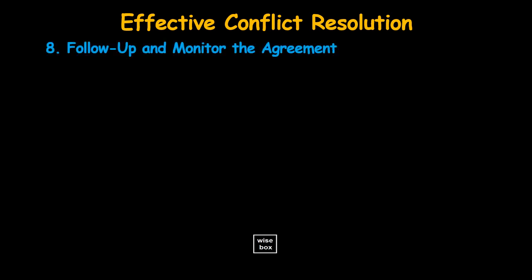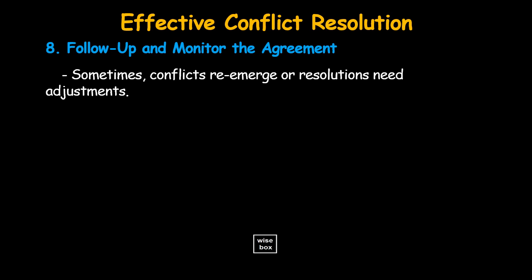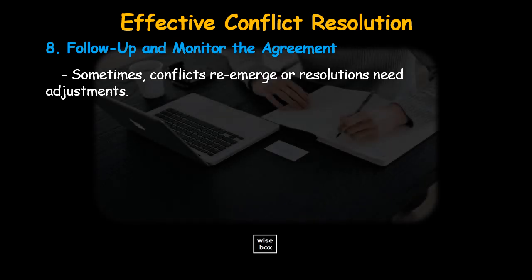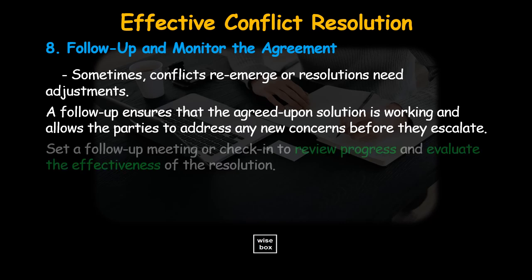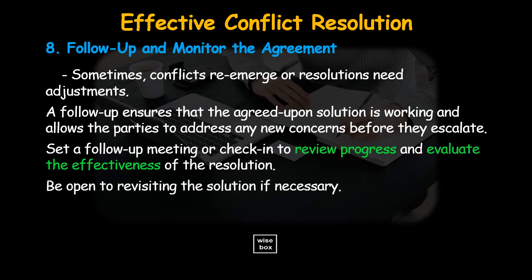8. Follow up and monitor the agreement. Sometimes, conflicts re-emerge, or resolutions need adjustments. A follow-up ensures that the agreed-upon solution is working, and allows the parties to address any new concerns before they escalate. Set a follow-up meeting, or check-in to review progress, and evaluate the effectiveness of the resolution. Be open to revisiting the solution, if necessary.